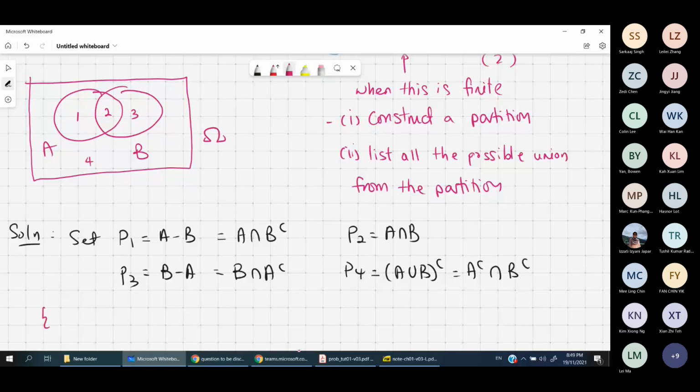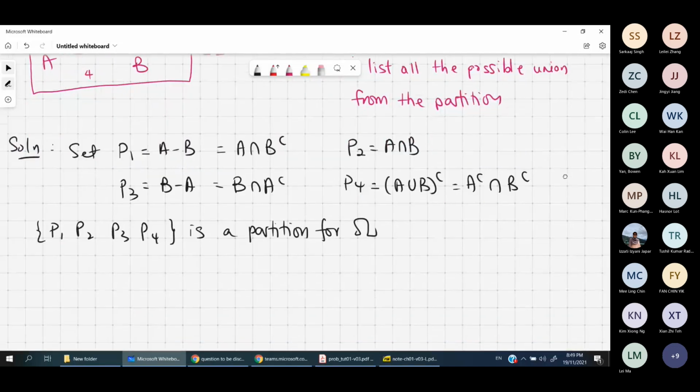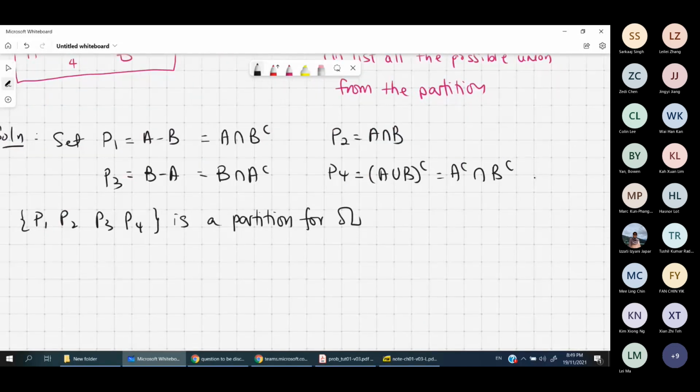So in here, P1, P2, P3, P4 is clearly a partition for our omega. Then what you can do is take the union of all of them. Here the cardinality is 4, right? So the number of subsets will be altogether 16 of them.